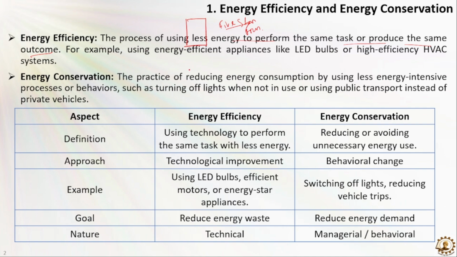Also, for example, using energy efficient appliances like LED bulbs. The purpose is to light our room, but previously you have seen the yellow colored bulb which consumes more energy. Now we have LED bulbs which consume less energy. So we are performing the same task but in a different way. So it is known as an energy efficient system or energy efficiency.